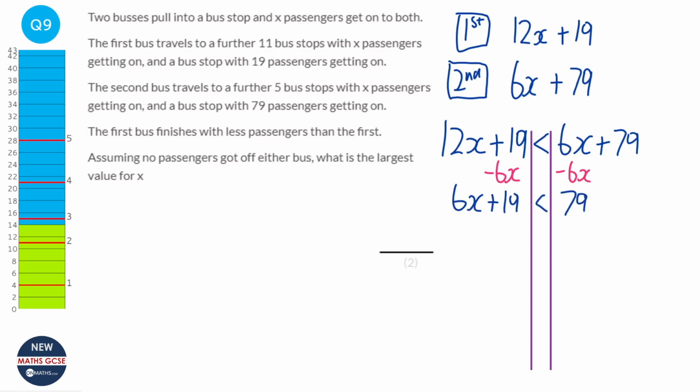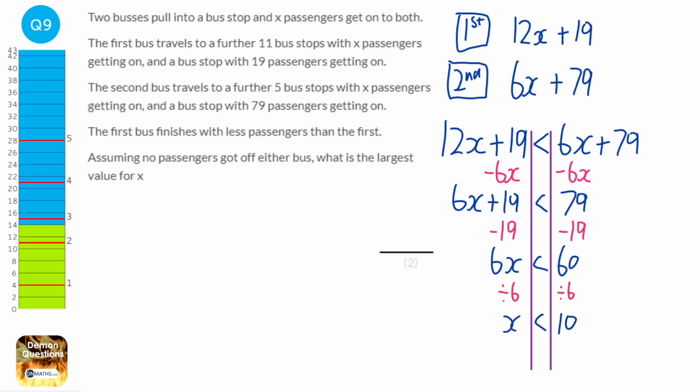And next thing we're going to do is take away the 19 from both sides. And so, that's meant to be 60. Got ahead of myself. And the last thing we do is divide by 6 both sides. And so we've got x is less than 10.